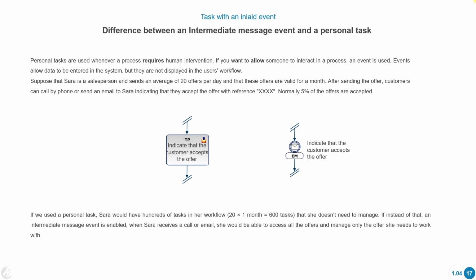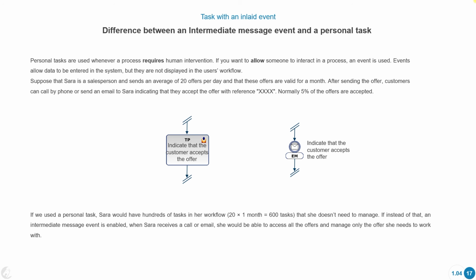Now we're going to see a difference between an intermediate message event and a personal task. So personal tasks are used whenever a process requires human intervention. If you want to allow someone to interact in a process, an event has to be used. Okay? Because it's not the same. To send a task, as we mentioned before, a task is something that appears in our workflow and we must do. It's mandatory, something that we have to do in order for the process to continue.